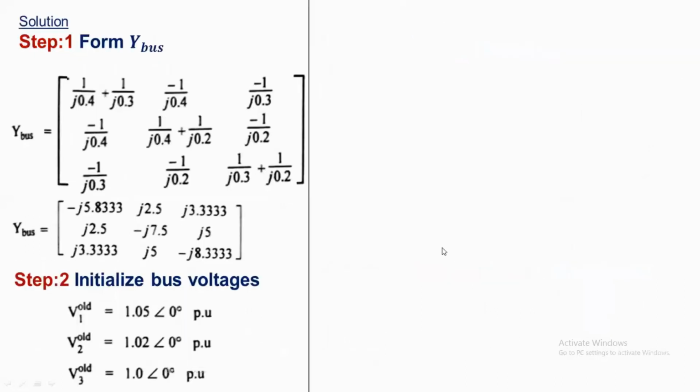Then the third step: we start the iteration. Start the iteration from the first bus to the last bus. Here our first bus is the slack bus, which I already explained. So we go to the second bus. The second bus is the generator bus.